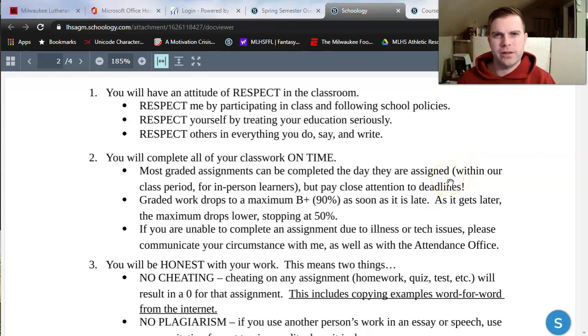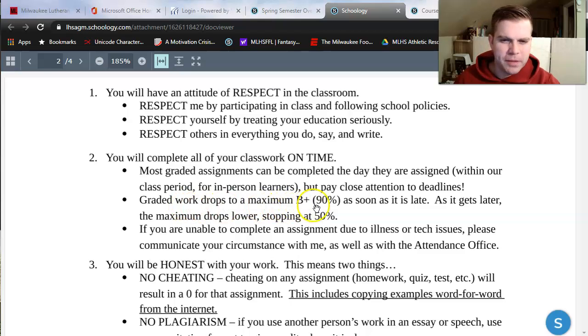There's a lot of instruction, a lot of learning. I'm trying to keep assignments manageable for you guys since you're working through other classes too. If you're an in-person learner, my goal for most of our graded assignments is that they're doable in class, so you don't have to worry too much about homework. But pay close attention to deadlines. There are some major assignments that are going to have longer deadlines than a day or two. So make sure that you are paying close attention to those, writing those in your planner.